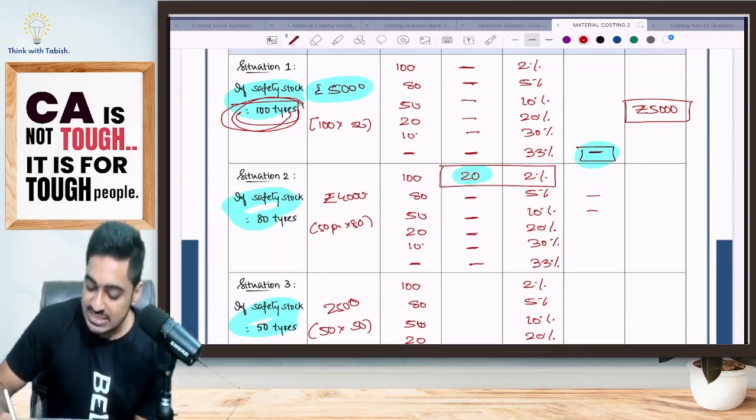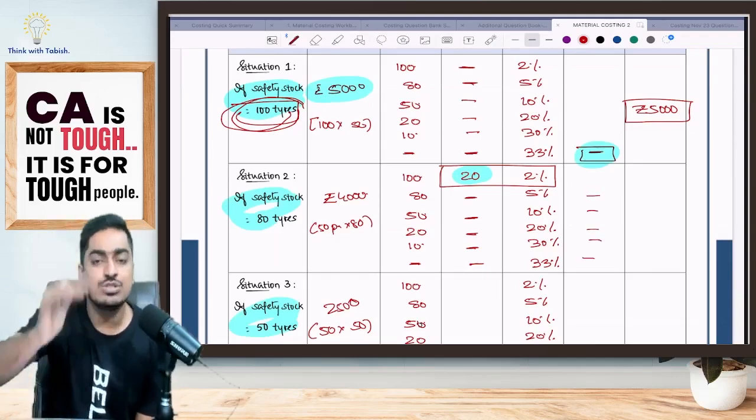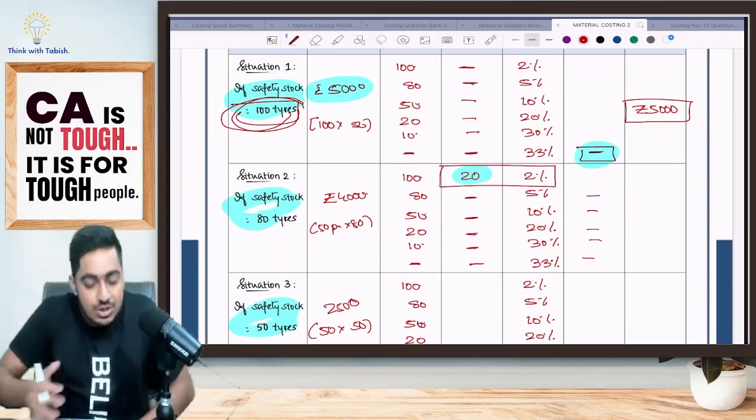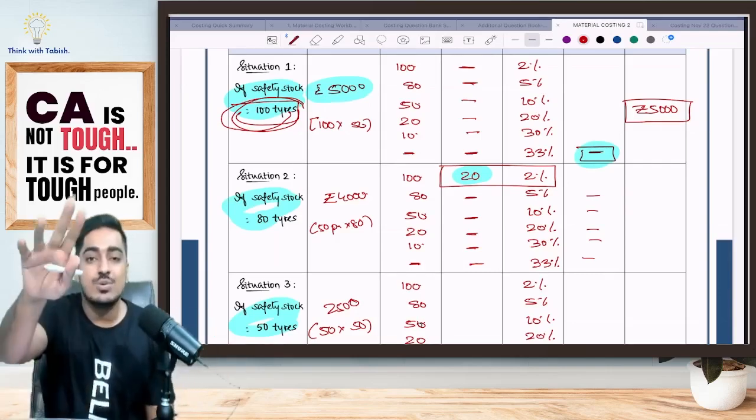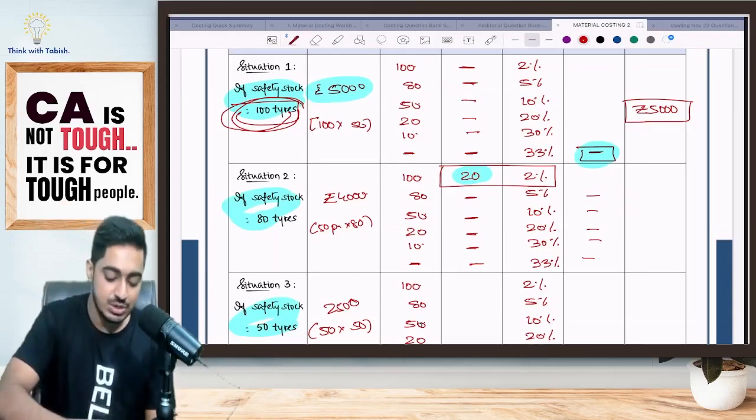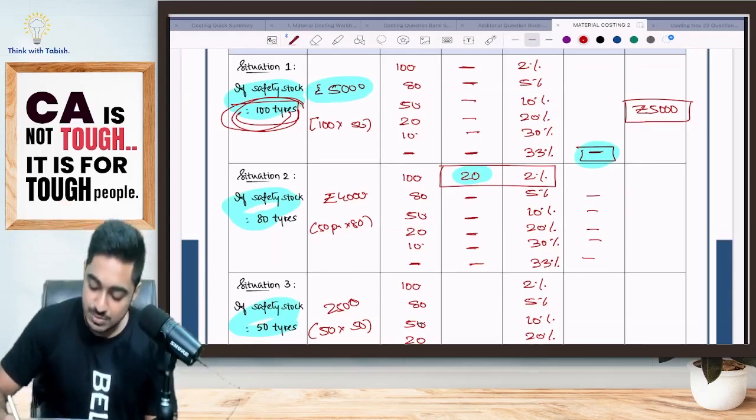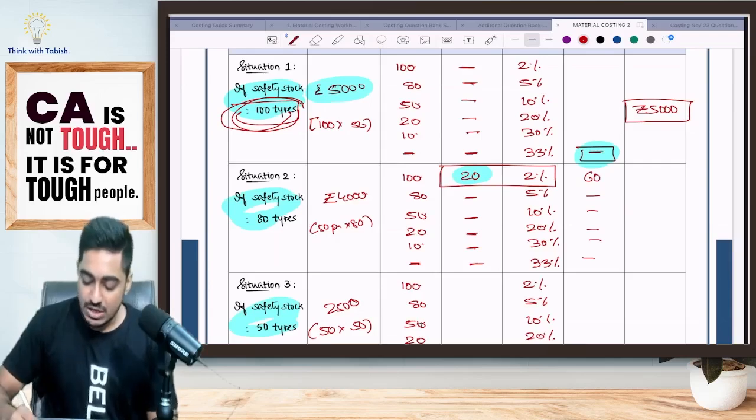But is it certain that it will happen? Is it 100% sure? If it was 100% sure, I would have kept those goods with me. No, there is only a 2% chance that it can happen. So into 2%, 60 rupees is my loss. Yes or no, everyone?